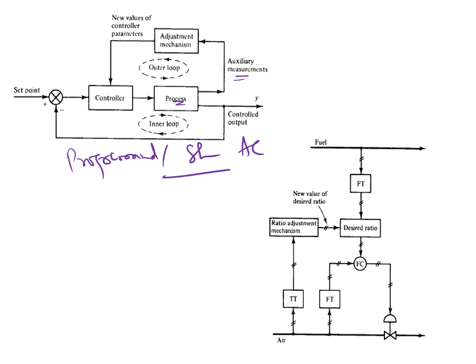Then that auxiliary variable is put into the adjustment mechanism. Once the auxiliary variable goes through the mechanism, we have the new controller values. Those new controller values are then taken into the controller. If you apply those controller parameters to the process, then whatever nonlinearity it introduces will be managed. So this is how it works.